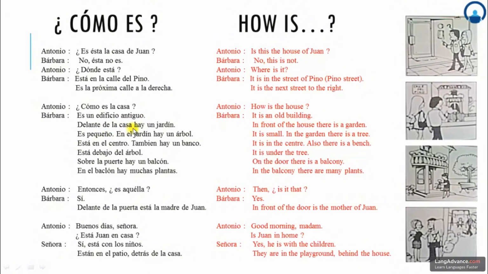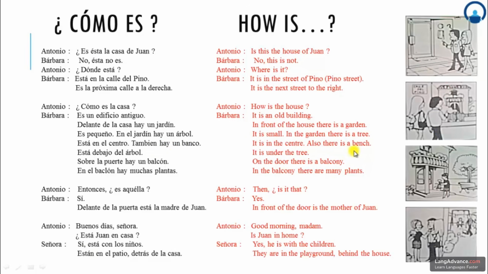Delante de la casa hay un jardín. In front of the house there is a garden. Es pequeño. En el jardín hay un árbol. It is small. Pequeño means small. In the garden there is a tree. Árbol means a tree. Está en el centro. It is in the center. También hay un banco. Also there is a bench.